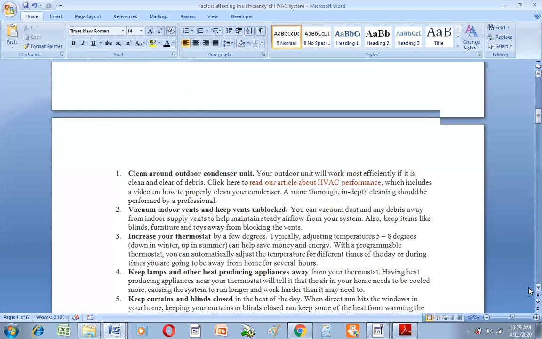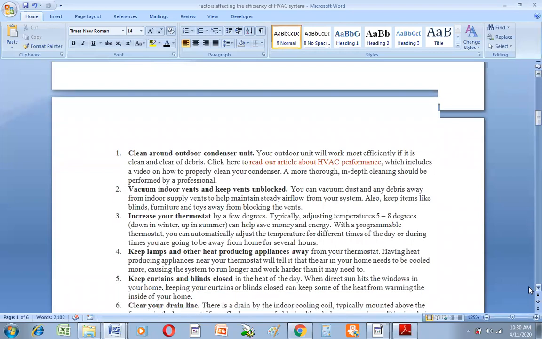Indoor vents means some dust and any debris particles in the vents, incoming vents are there. We have to clean them so that these particles will not enter the rooms. And also keep items like blinds, furniture, and toys away from blocking the vents, so that incoming air will come easily inside the room.